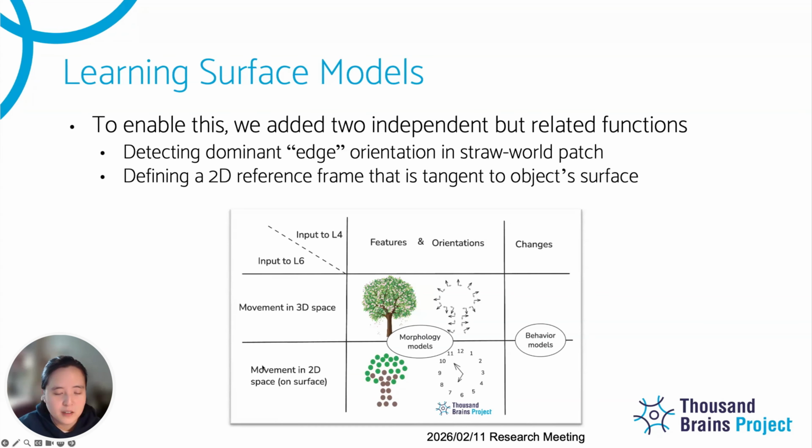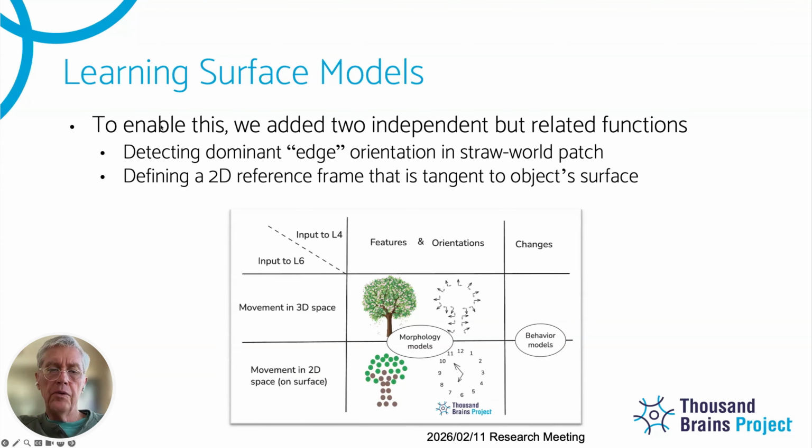What I'm going to be presenting is mostly on the bottom left here, where we added capabilities to extract corresponding 2D movement in 3D space. So Monty is still moving in 3D, nothing about the environment has changed, but we're going to extract the 2D movement out of it. And there is one additional kind of feature extraction that we added, which is being able to detect dominant edge orientation in our image patch. So there were two independent but related functions added.